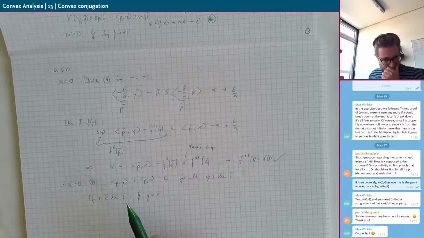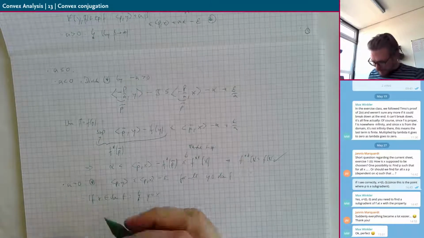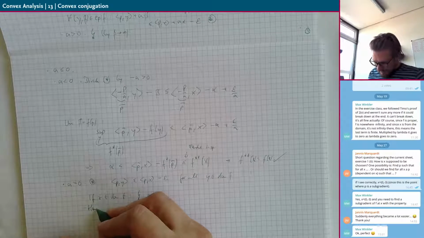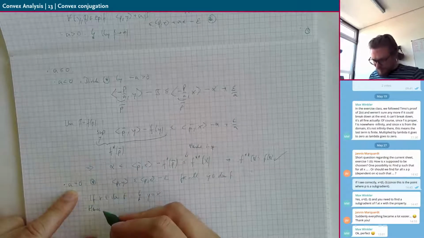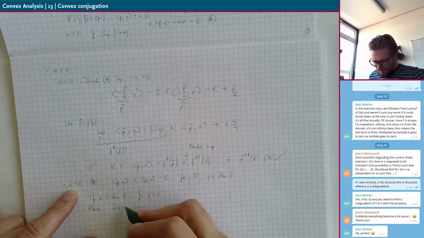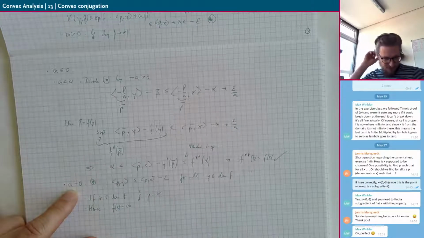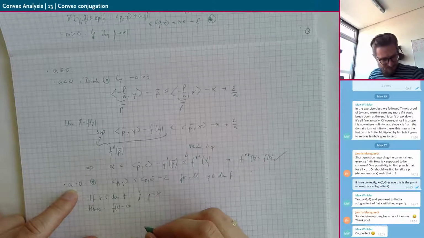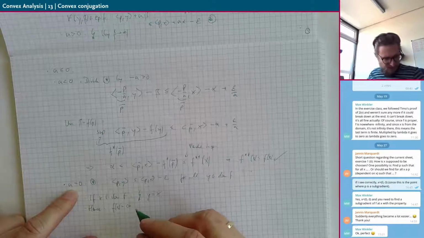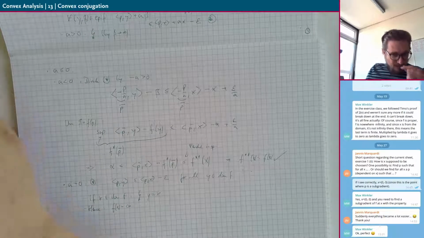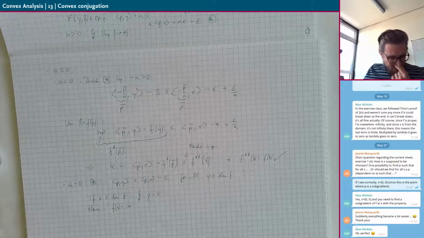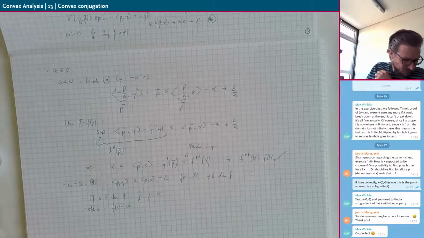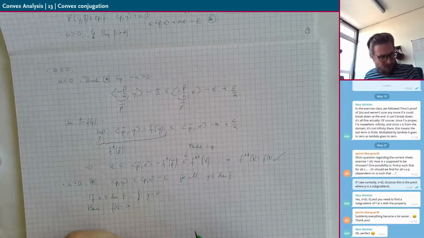Hence, if alpha is equal to 0, we necessarily have that f of x is plus infinity in the case we started with.